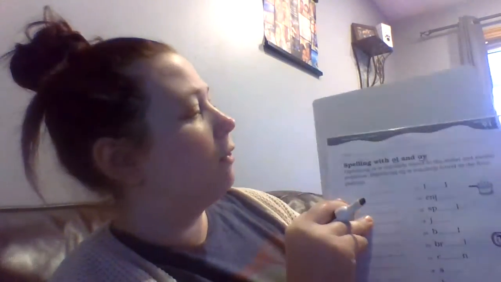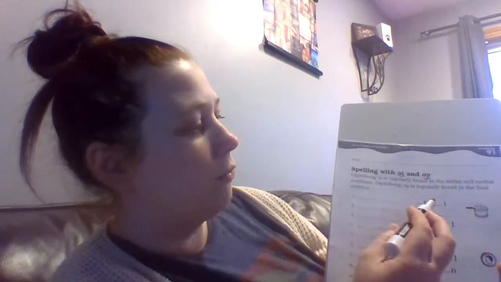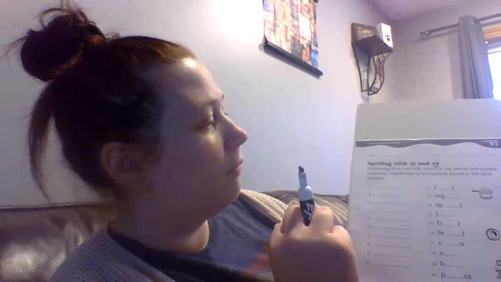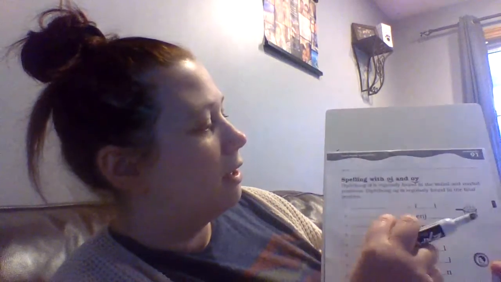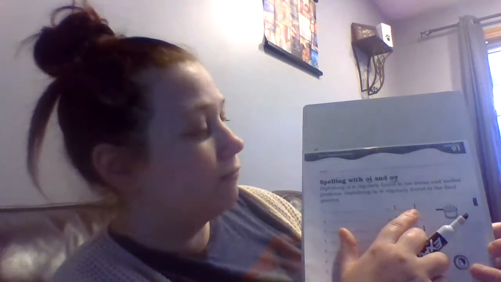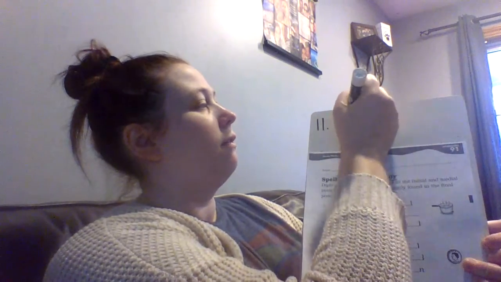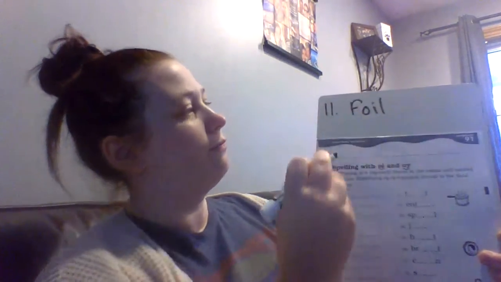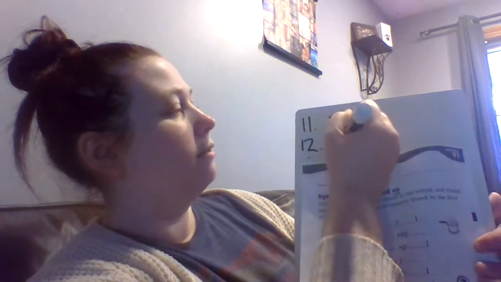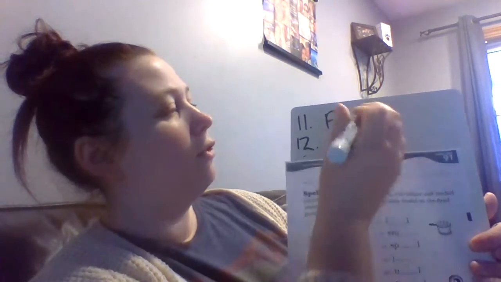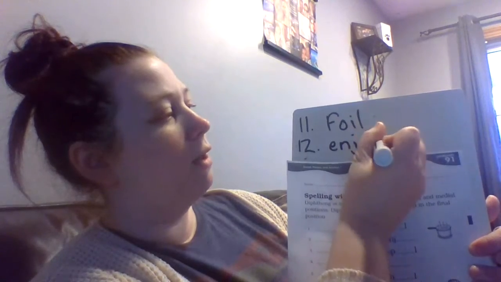So here it is. Our first word is foil. We know it's foil because it's making that oi sound in the middle. Foil. It's in the middle, right? So on number 11, it would be spoil. O-I. Number 12 is enjoy. We already talked about this one. It's at the end, so that would be O-Y.